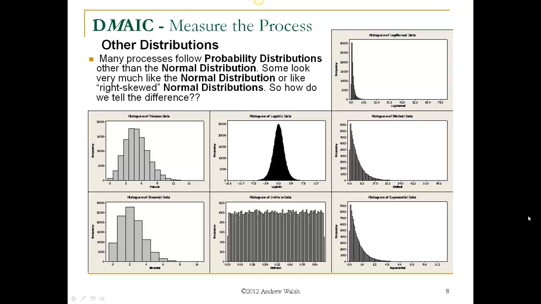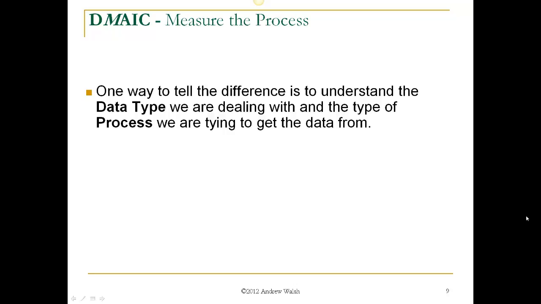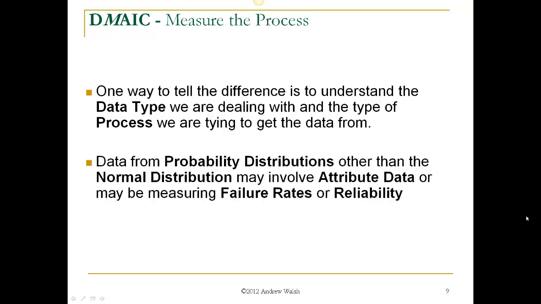So how do we tell the difference between these different types of distributions and our data when they look so much alike? Well, one way to tell the difference is to understand the data type we're dealing with and the type of process we are trying to get the data from. Data from probability distributions other than normal distribution may involve attribute data, for instance, or maybe measuring failure rates or reliability rather than process output.